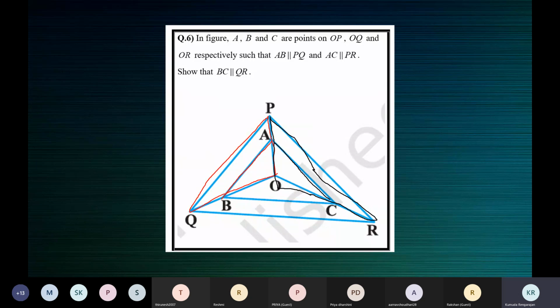AC parallel to PR. So PR is one side of the triangle. AC is parallel to PR. Now the points A and C: A lies on OP, C lies on OR. So these are the three sides of the triangle: OR, OP, and this one, PR. So the triangle is POR.